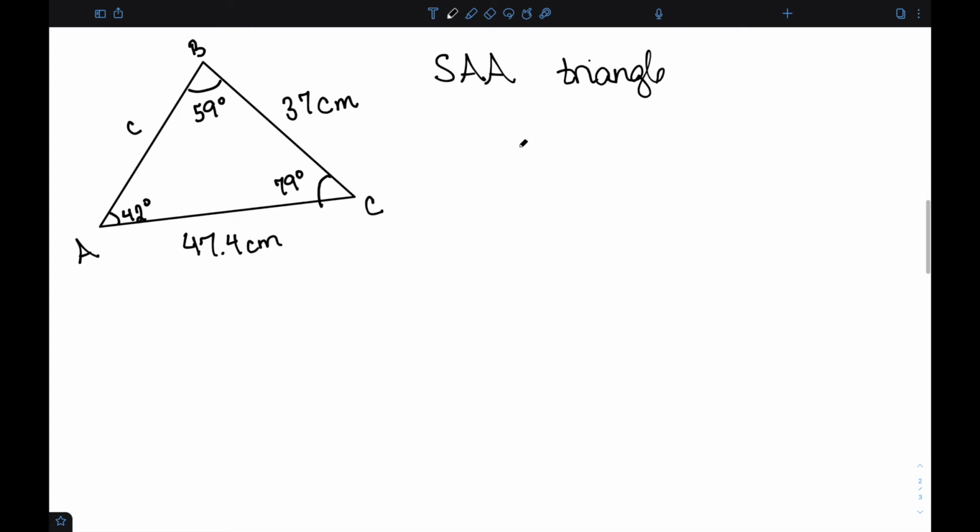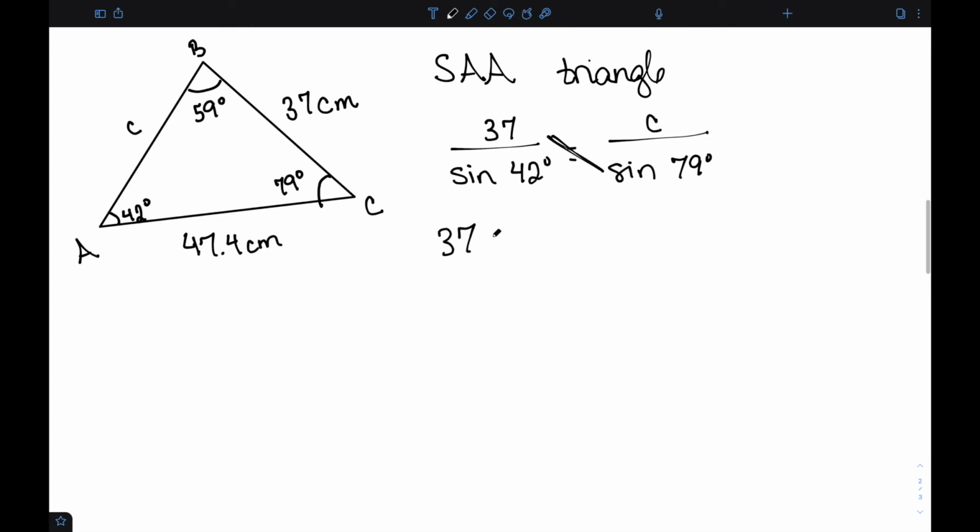Finally, let's find side length c. So once again, my law of sines says that side a over sine of angle A is equal to side c, which we're missing, over sine of angle C, which is 79 degrees. Cross multiplying this way, I have 37 sine of 79 degrees. In this way, I have c times sine of 42 degrees. 37 times sine of 79, if we use a calculator, we get this to be 36.32.